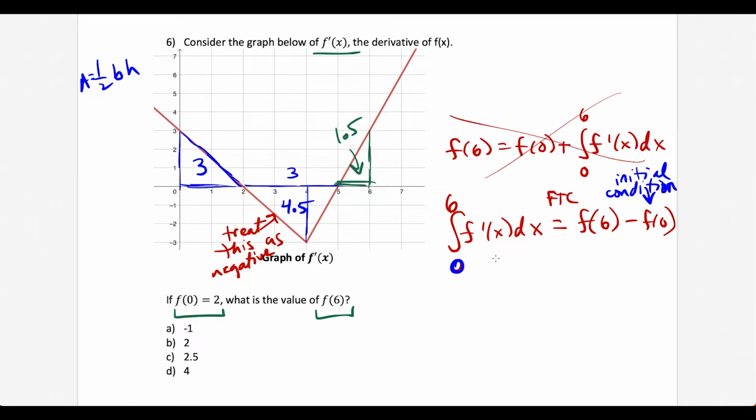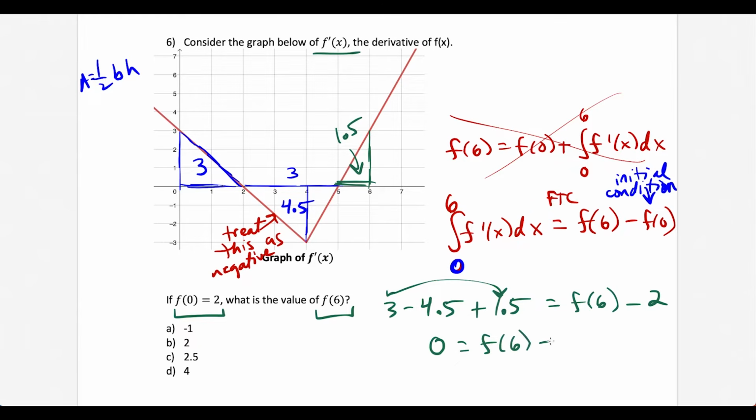So what we have is the integral from 0 to 6. I would have 3 minus 4.5 plus 4.5, which is equal to f of 6 minus f of 0, which is equal to 2. But notice here that I have 3 plus 1.5 is 4.5, and 4.5 minus itself is 0. So this is going to give me 0 equals f of 6 minus 2, which tells us that f of 6 is equal to 2. Choice B is our answer.